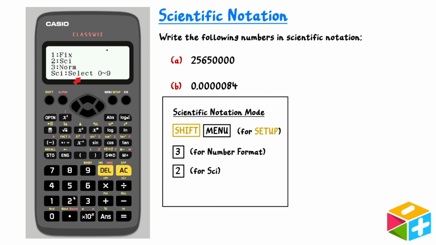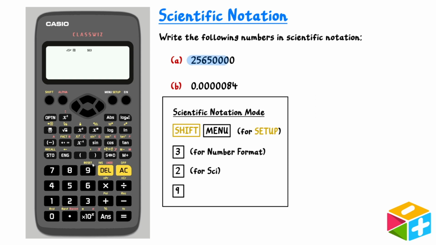We're now prompted to select a number between 0 and 9. This specifies the number of decimal places we want our calculator to keep. To be on the safe side, I recommend selecting 9. Our calculator is now in scientific notation mode. This means that if we type in any number, it will automatically convert it into scientific notation.